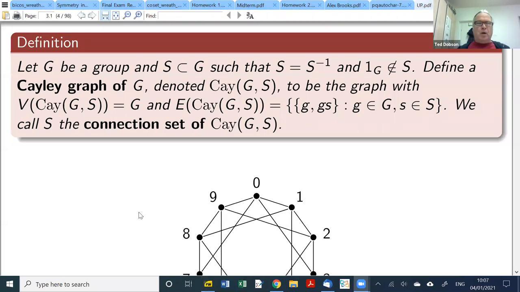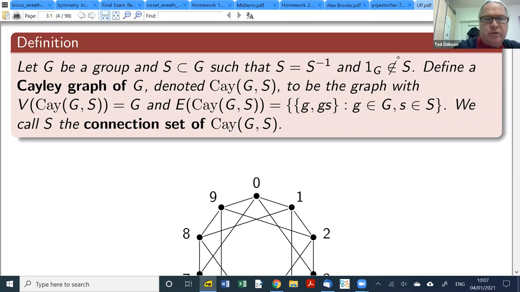So we're gonna be talking about Cayley graphs. So I'll go ahead and give you the definitions just to make sure everybody's happy. So we're gonna let G be a group. S is gonna be a proper subset of G such that S is S inverse and the identity is not in S. These conditions here just ensure that you have a graph without loops.